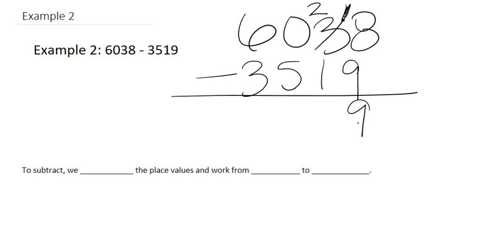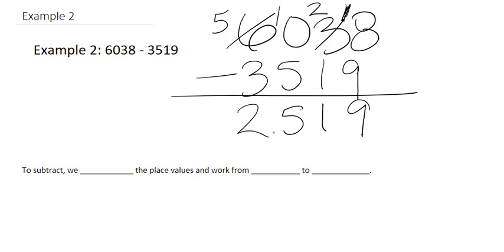Now 2 minus 1 is 1. 0 minus 5 is also not possible. So we are going to have to borrow again to the next highest level. So that is the 6. We make this a 5 as we're borrowing a whole 1,000 and then putting it in the hundreds place. So now we have 10 in the hundreds place. So 10 minus 5 is 5. 5 minus 3 is 2.